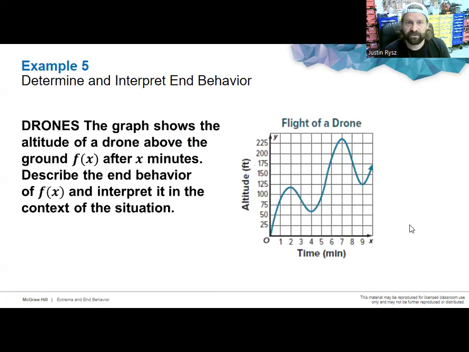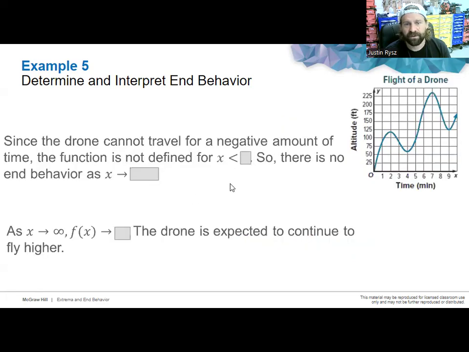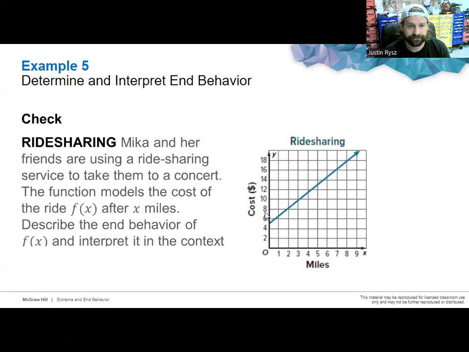All right, if we look here at a graph, what's the end behavior in a story problem? This graph shows the altitude of a drone after flying x minutes. We're going to describe the end behavior of the situation. We don't have any time before liftoff, so there's nothing defined for x less than 0. The only thing we can say is as x approaches infinity, it looks like it's going to just keep going up, so it's going to be positive infinity.